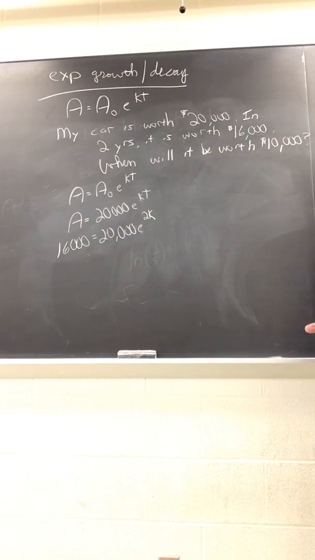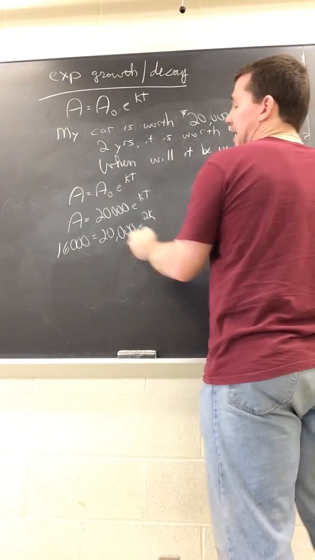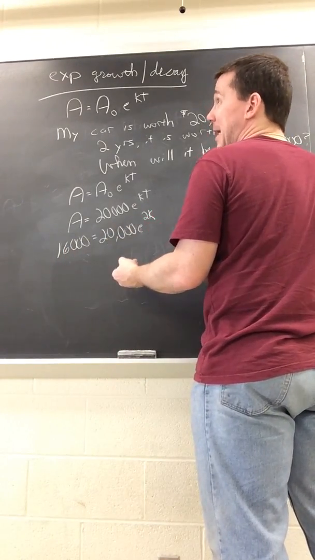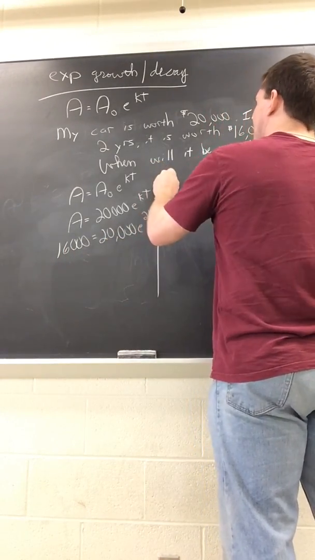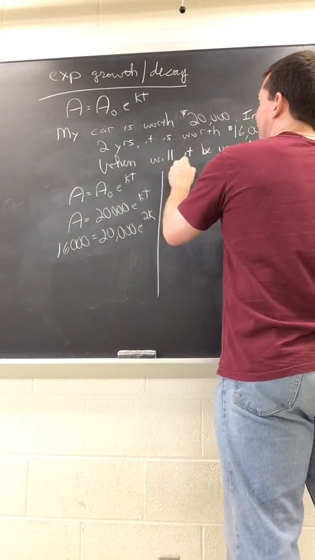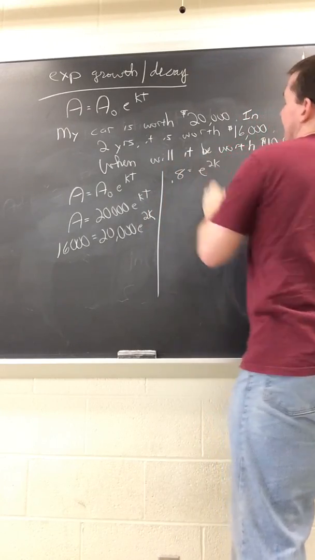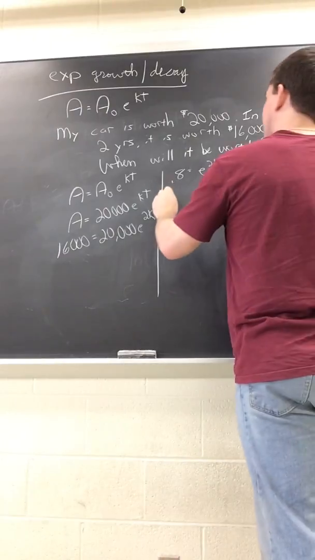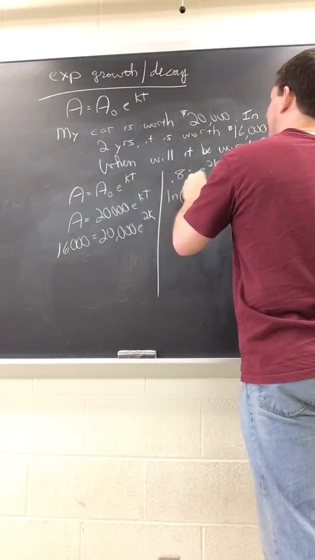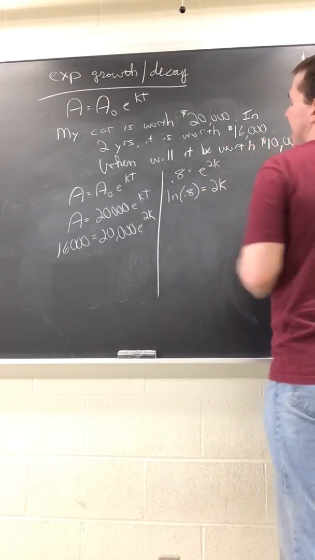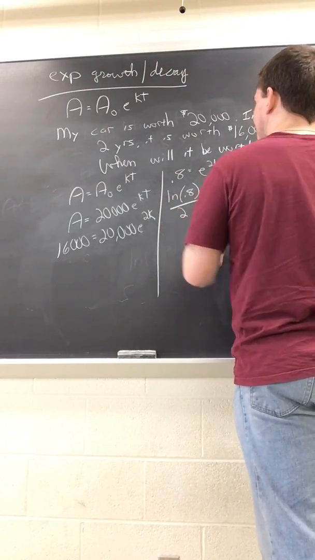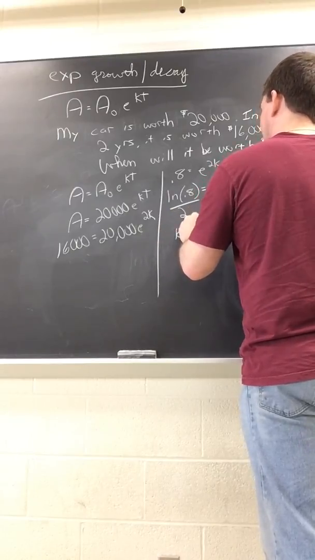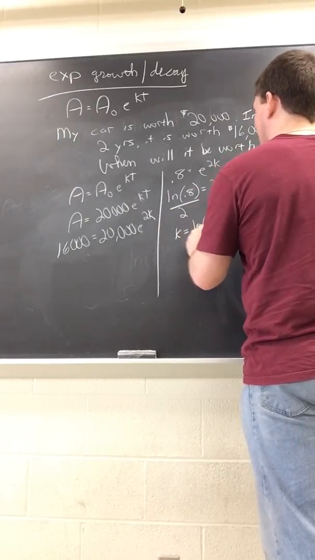And now do all the exact same algebra to solve for k. Divide by 20,000 on both sides. 16,000 divided by 20,000 is 4/5, which is 0.8. So 0.8 equals e to the 2k. Now, how do we bring down the power? Take the natural log of both sides. ln of 0.8 equals 2k. Divide by 2, and you get k equals ln of 0.8 over 2.